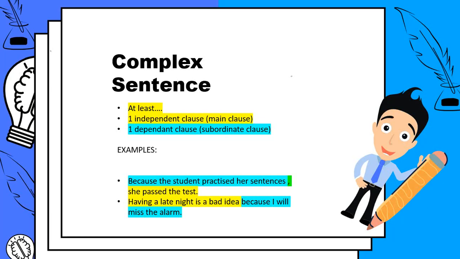The other way around, having a late night is a bad idea because I will miss the alarm. Because I will miss the alarm does not make sense. Because what? Because I will miss the alarm, but having a late night is a bad idea because I will miss the alarm. So we have our complex sentences.